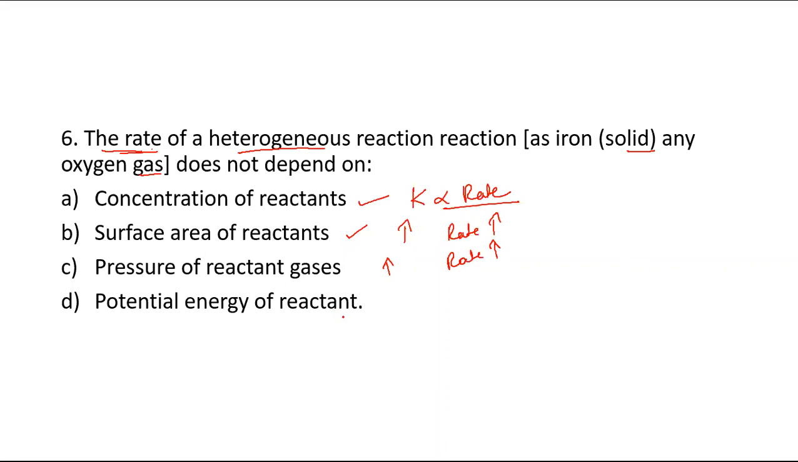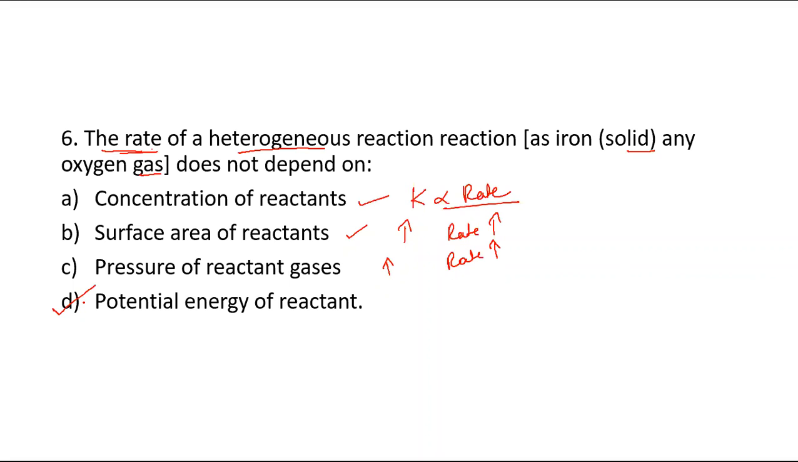Potential energy of the reactant, no. The rate of the reaction does not depend on potential energy in any way. So don't get confused just because heterogeneous is mentioned here. In heterogeneous reactions, the rate is usually slow compared to homogeneous reactions. But it is also related to concentration, surface area and pressure. Don't get confused. So our right option is potential energy. So with this question and synopsis, we'll wind up today's session.